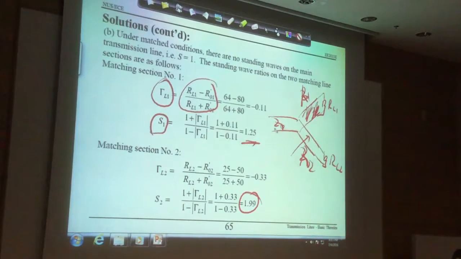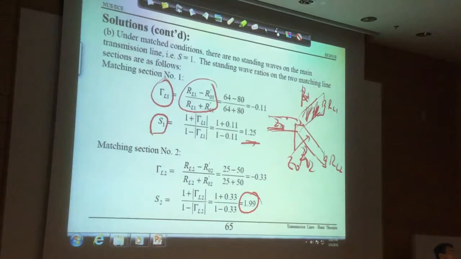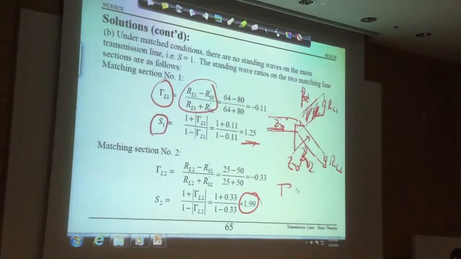However, for the main transmission line, since this impedance overall is equal to R0, the reflection coefficient on the transmission line is equal to 0.